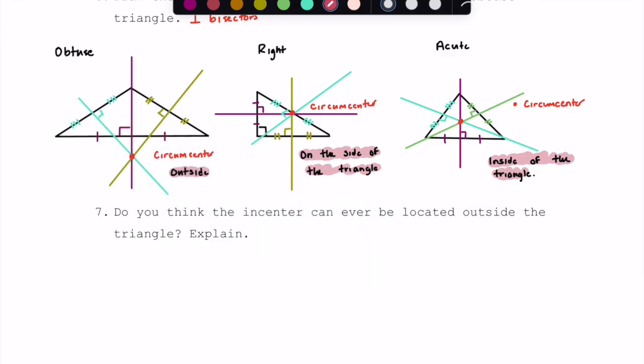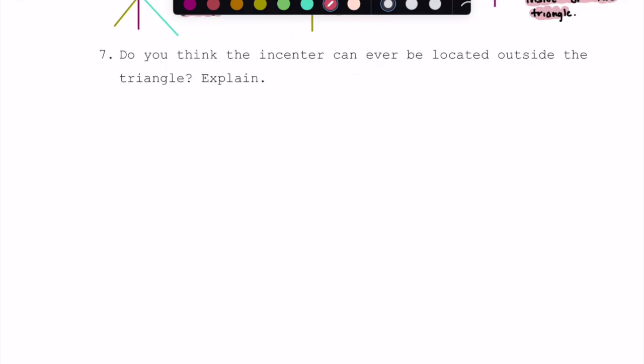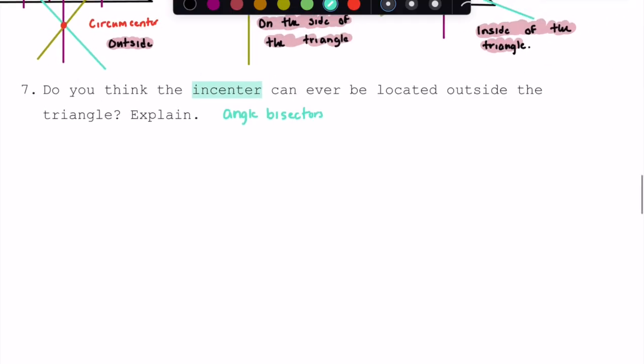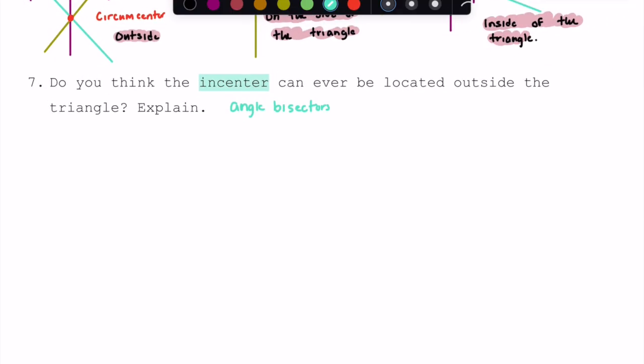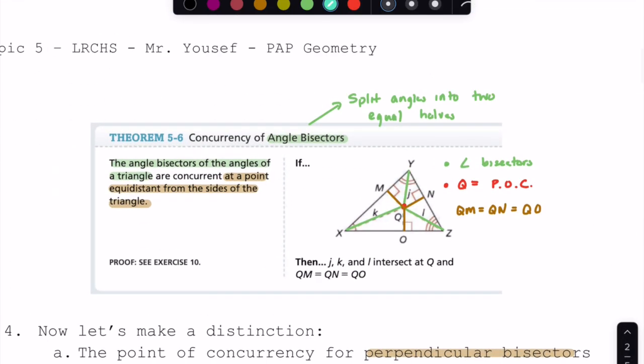Now I want you to take a second and see if you can determine whether the incenter can ever be located outside the triangle. So the incenter is for angle bisectors. I want you to determine if the incenter can ever be located outside the triangle. So please pause the video and try this problem. And you might want to refer to this theorem right here.